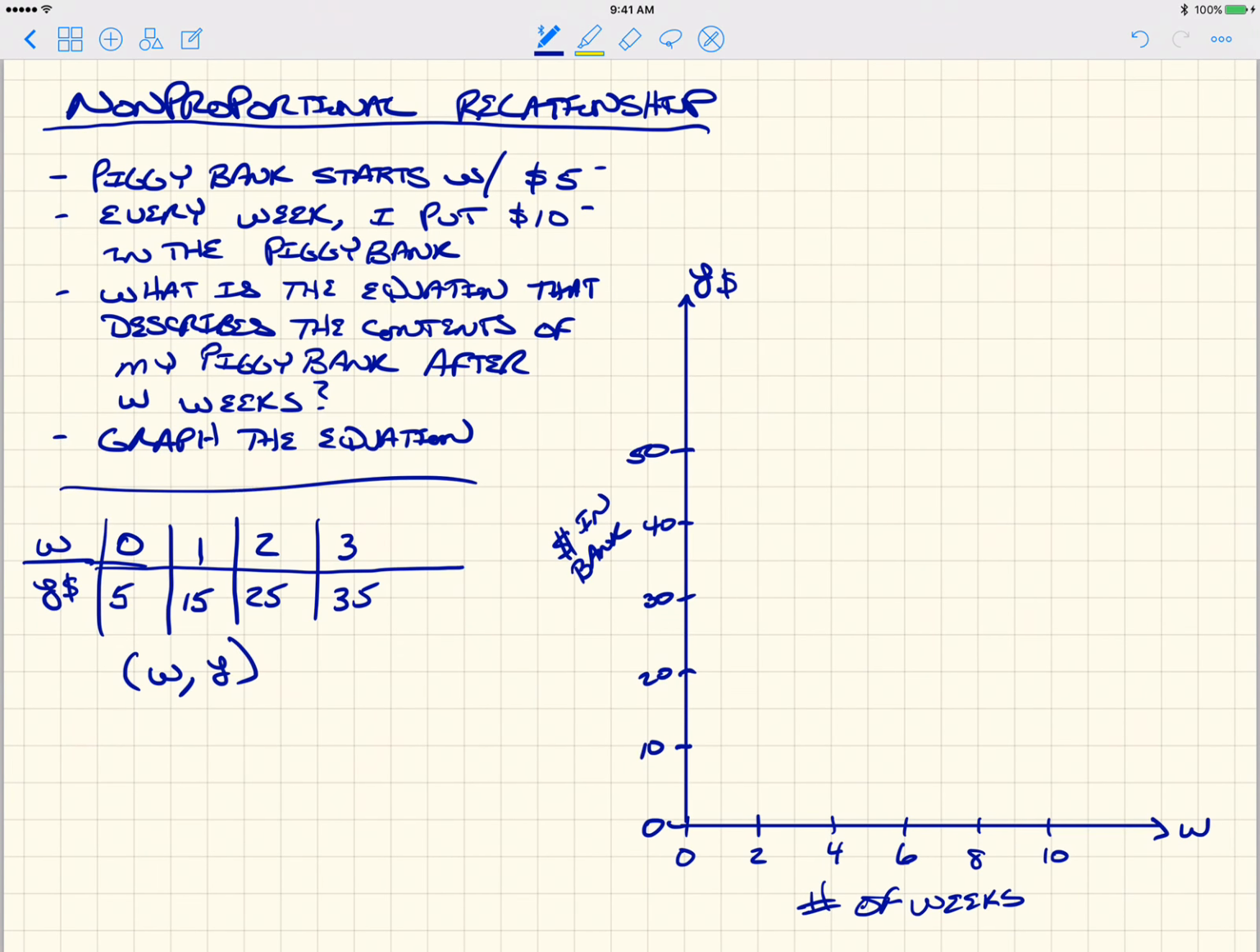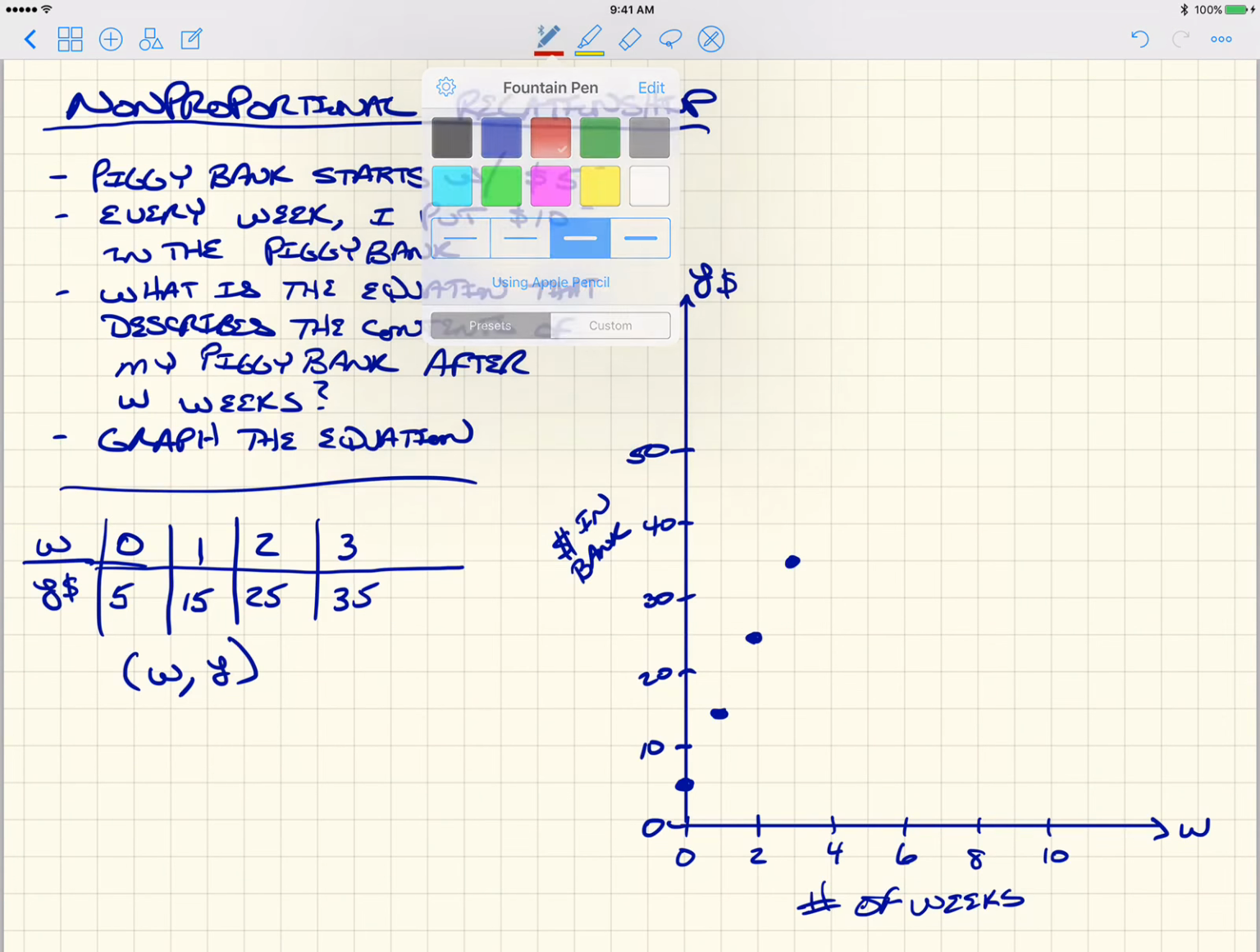After 2 weeks, I'm going to have $25. So I'm going to have a point here. All right, and then after 3 weeks, I'm going to have $35. So I'm going to have a point here. I'm going to get my straight edge here and draw my line.